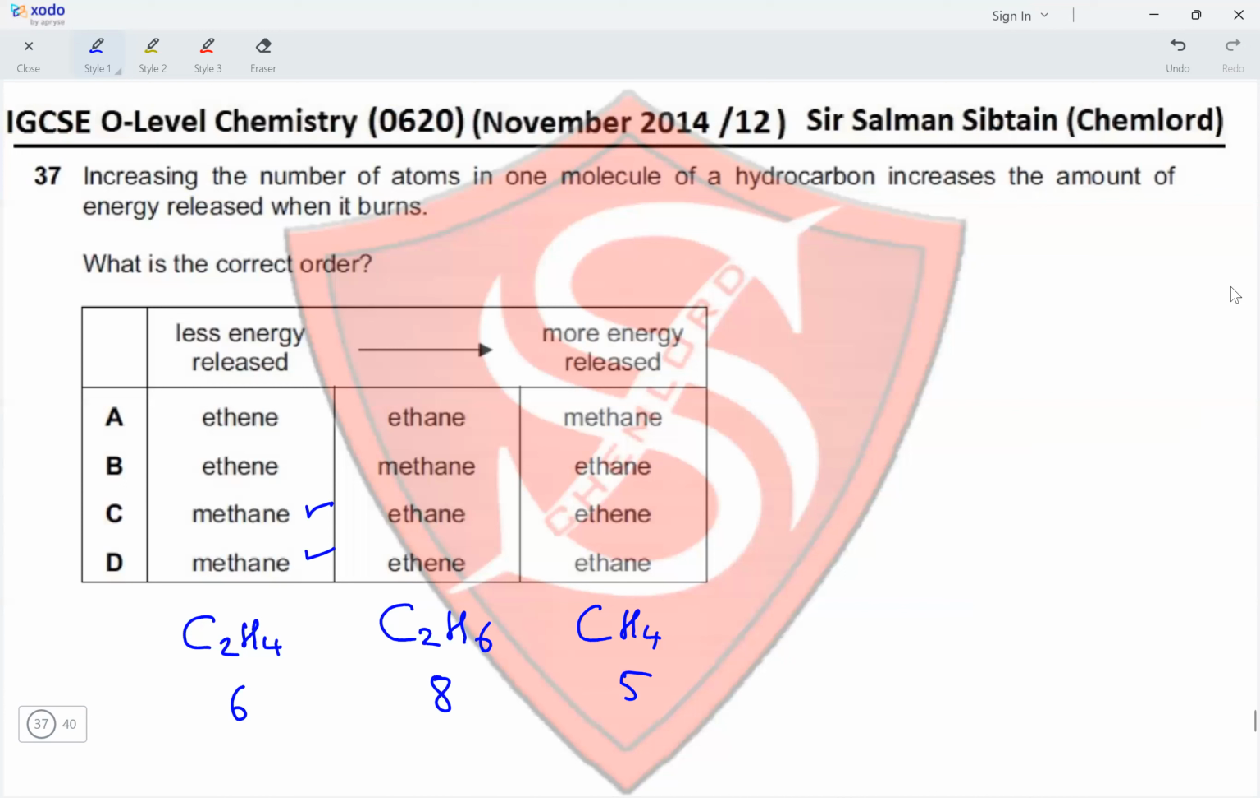So this eliminates options A and B. The second one would be the one having 6 atoms, which is ethene. So this eliminates option C. And the one with the highest release of energy would be ethane having 8 atoms, making option D the correct option for this question.